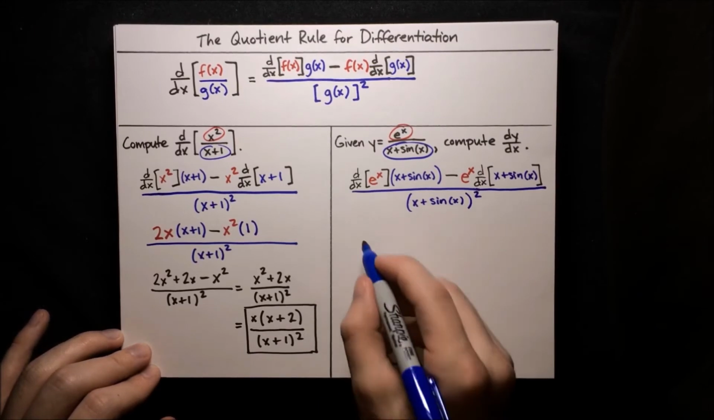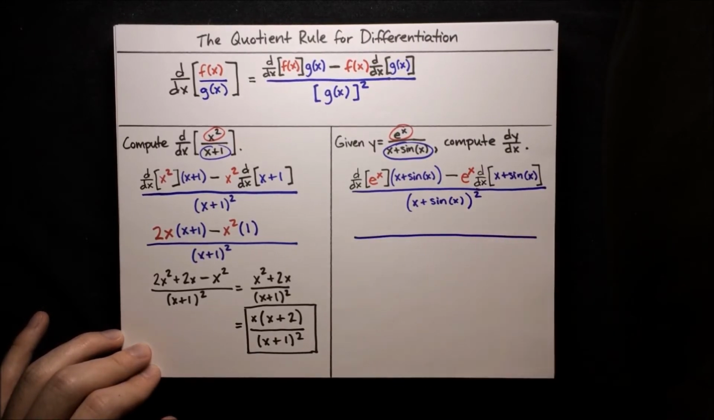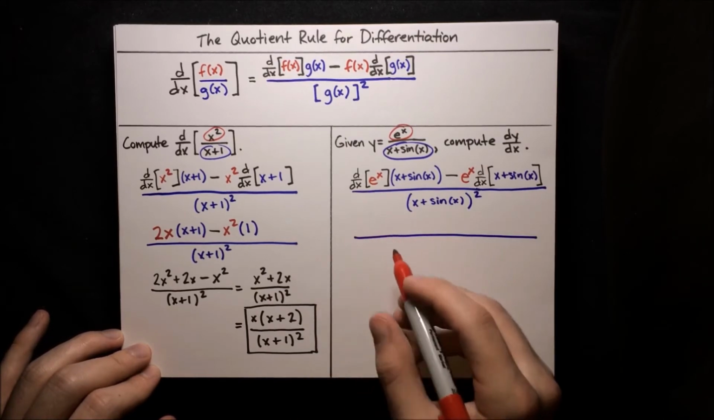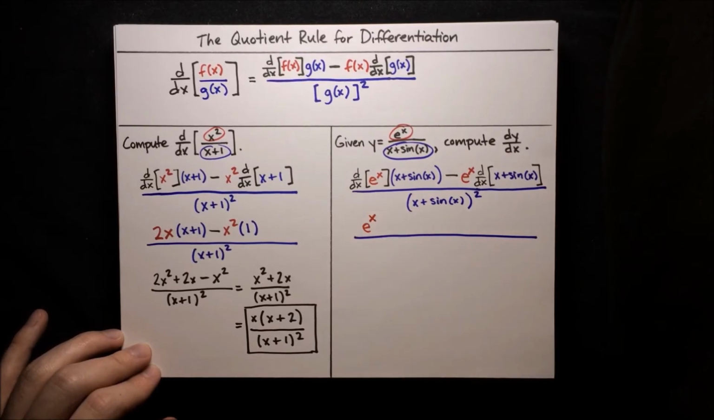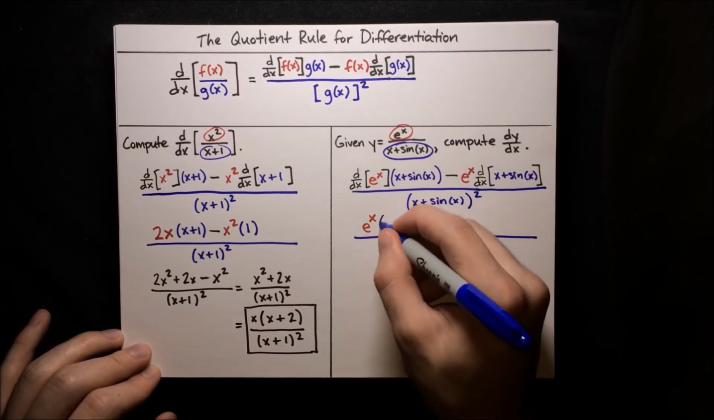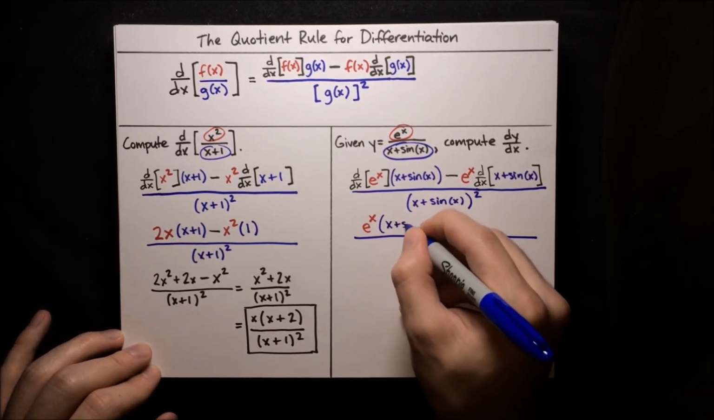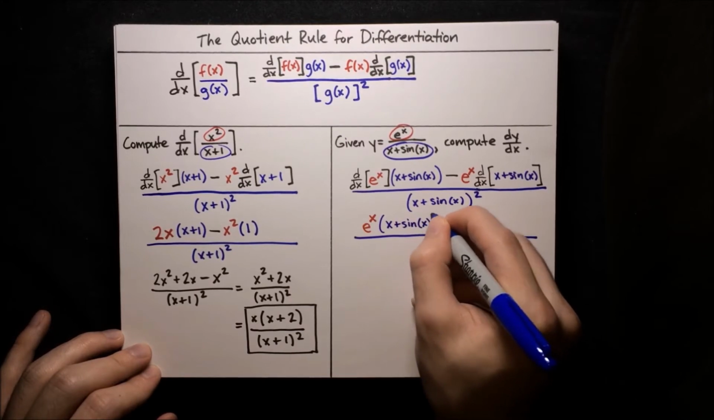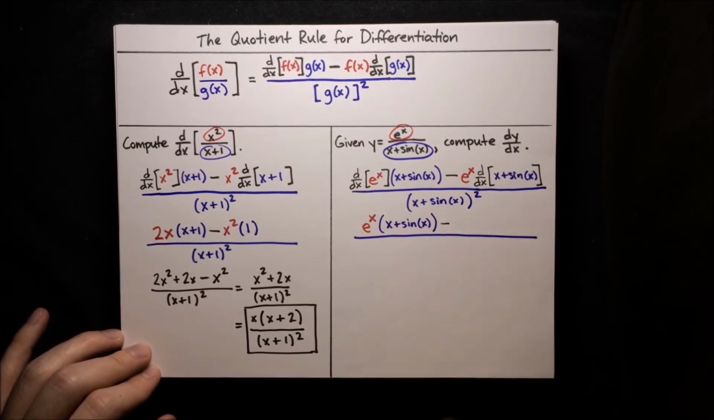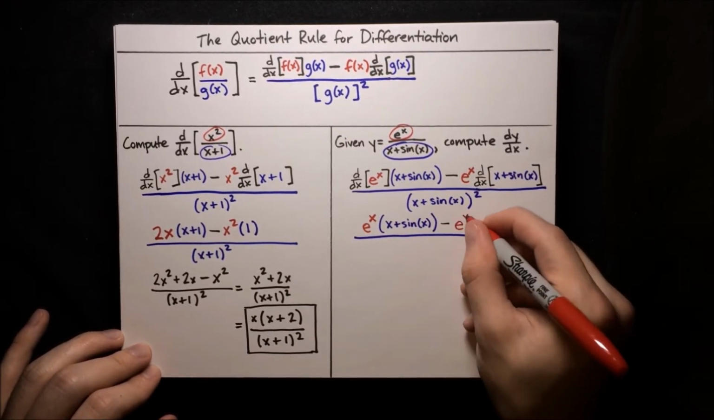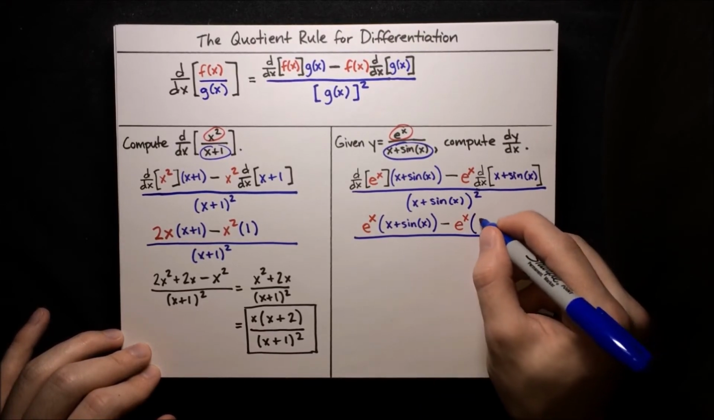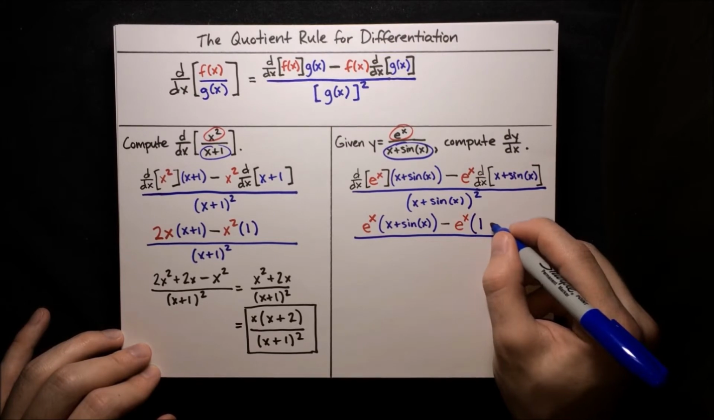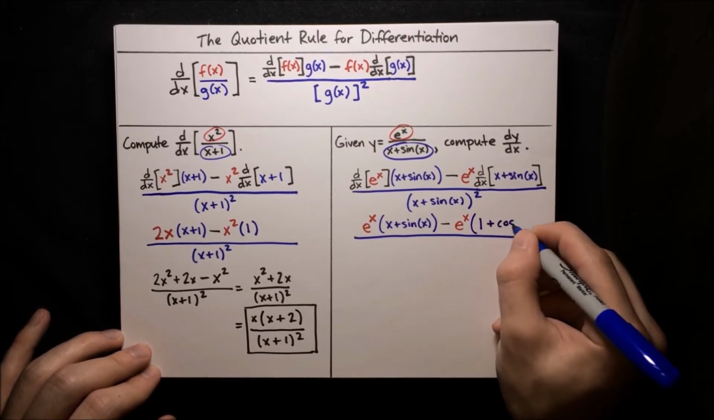So we'll go ahead and compute this. Draw that fraction bar. Look in the numerator. The derivative of e to the x, well, that's still just e to the x. E to the x stays itself after differentiation. So e to the x times x plus sine x, and then minus e to the x times the derivative of x plus sine x. Derivative of x is just 1, and then derivative of sine x is just cos x.